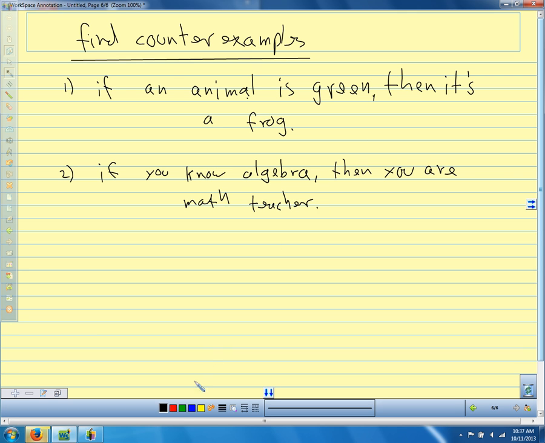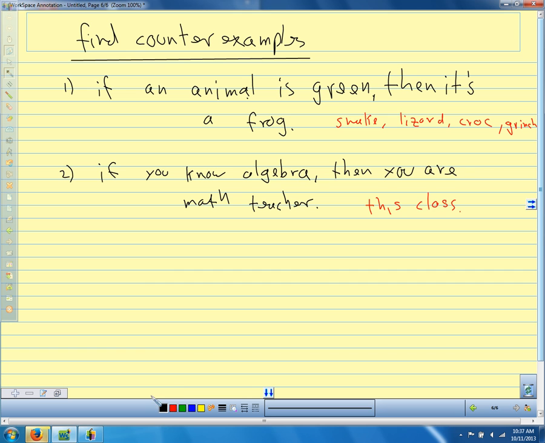And our counterexample here was a snake, a lizard, a crocodile, the Grinch. Our counterexample here is this class.